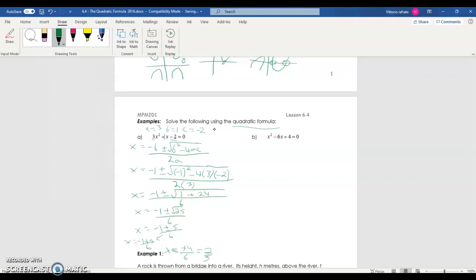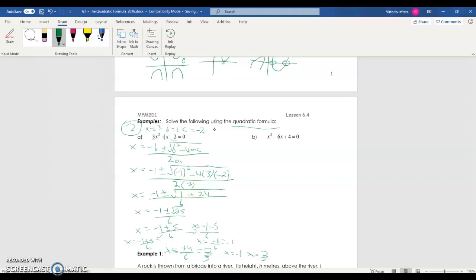And then the other path we could have taken is the minus 1 minus 5 path over 6, which would give us x is equal to minus 6 over 6, which means that we have -1. So our solutions are x is equal to -1, and also x is equal to 2/3. So here we have a case where we have two possible solutions.